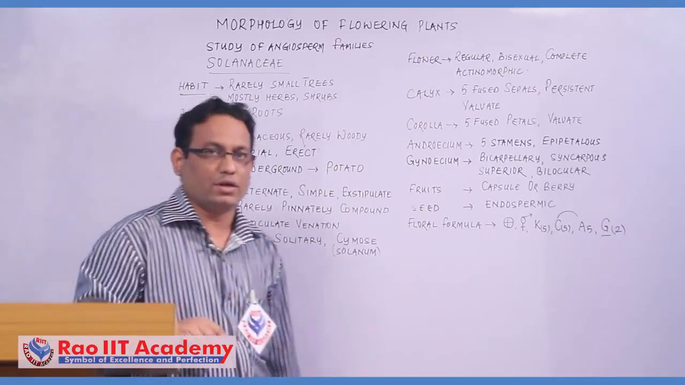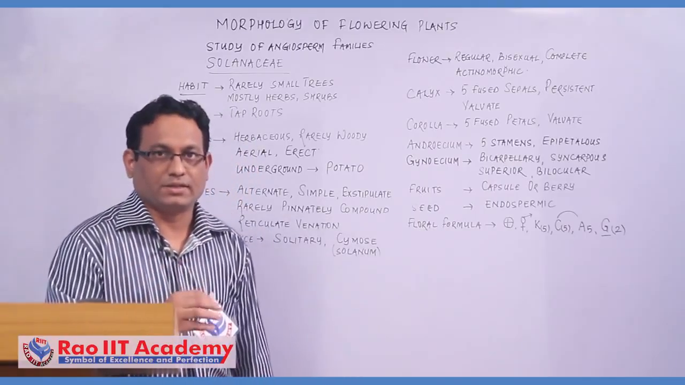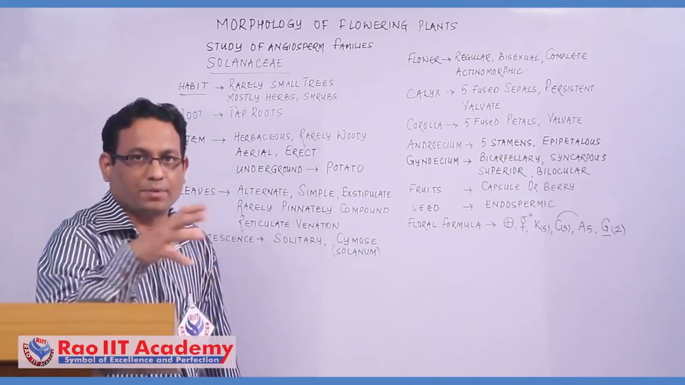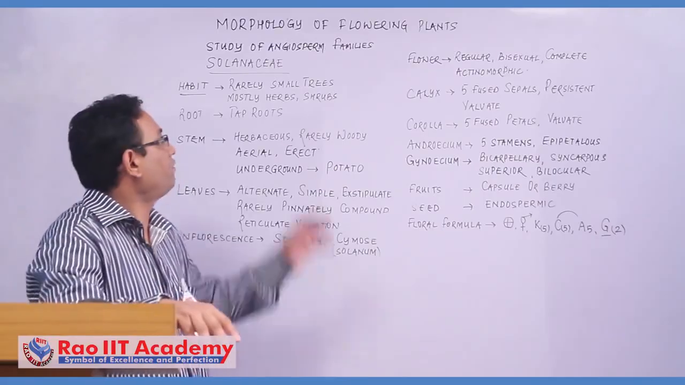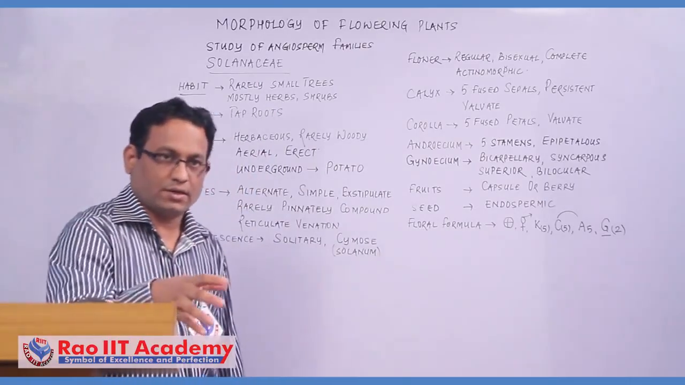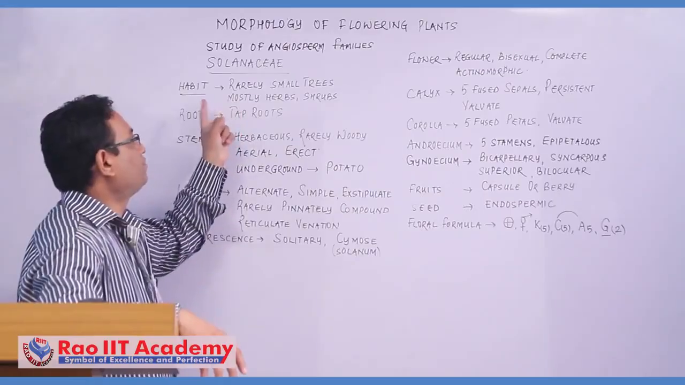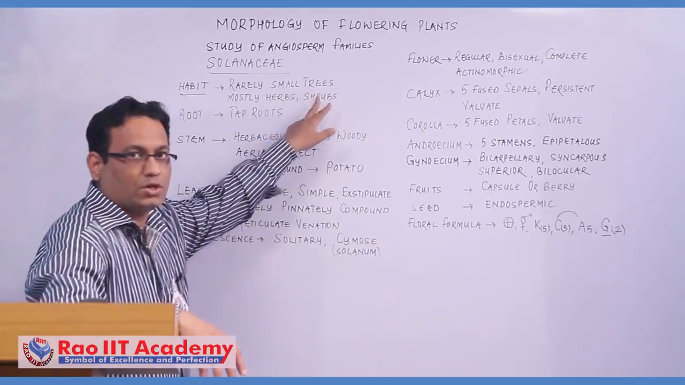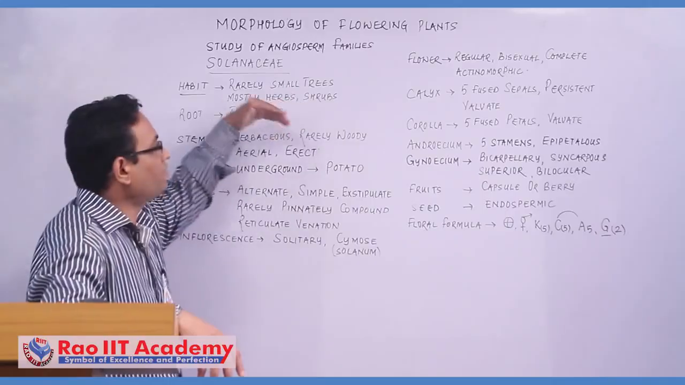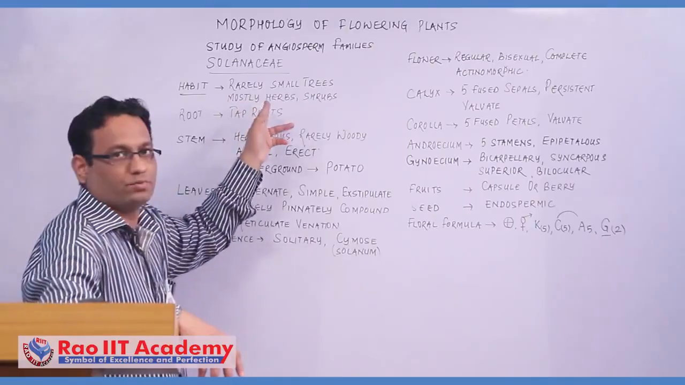Now, as I told you earlier, the names of the families must be based on a representative genus. Here, the genus Solanum has been considered as a representative type, which gives this family the name Solanaceae. Now, as we try to understand its habit, let me tell you that these plants are mostly herbs or shrubs. We rarely find some trees in these plants. So here we have mentioned that we rarely have some small trees, and mostly the plants would be herbs or shrubs.